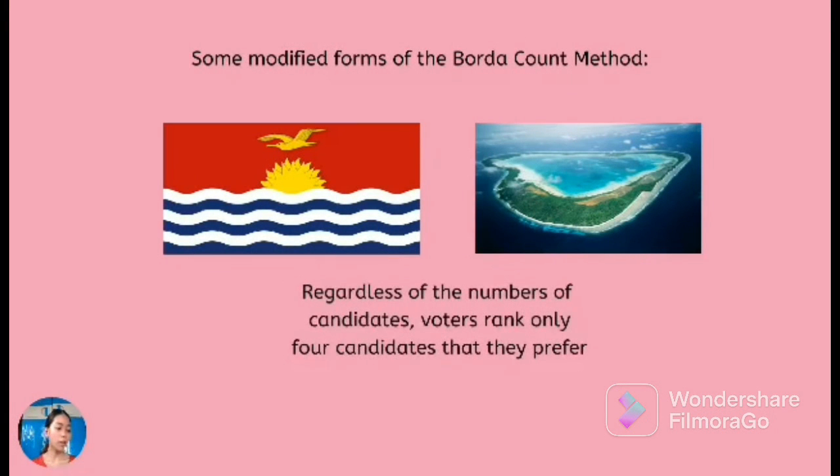The Borda count method is currently used in some modified forms, like in the island nation of Kiribati. Regardless of the number of candidates, voters rank only four candidates that they prefer.